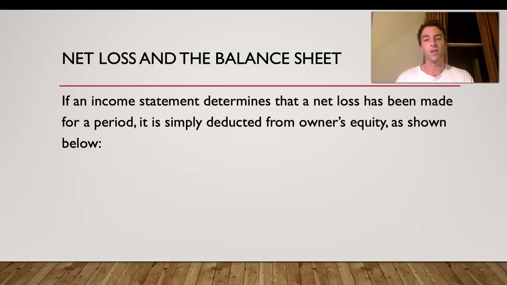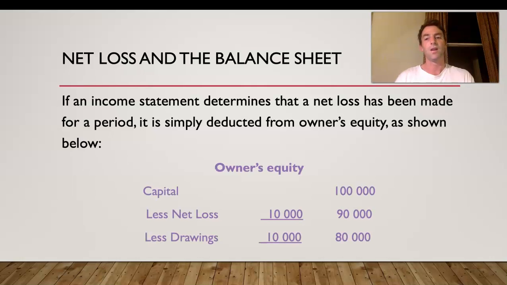Similarly, if we make a loss, this will decrease the amount that the business is worth. So we reduce the capital of our business in our owner's equity section. So capital again started at $100,000, but we have made a loss of $10,000. So our business is now worth $90,000, and there is still the drawings.